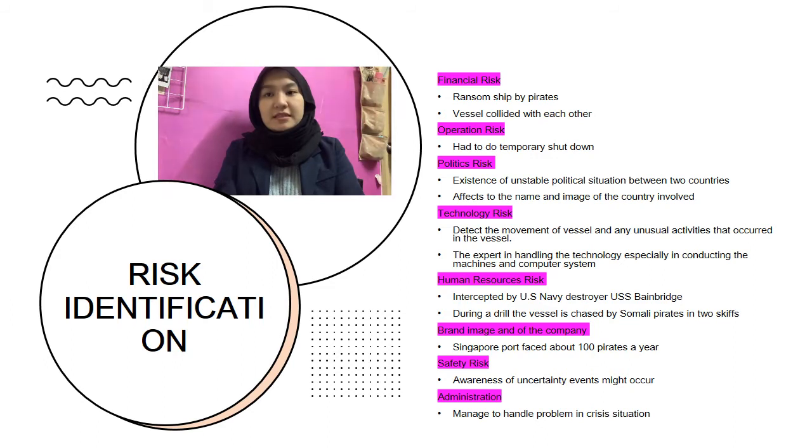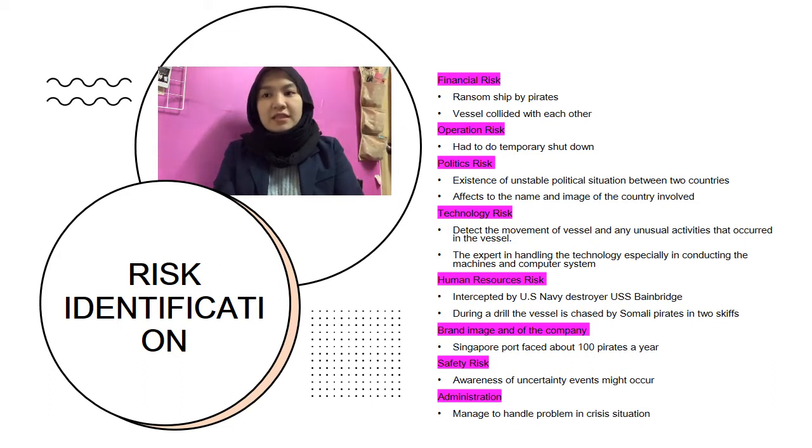And then the next risk is technology. Under technology, we have to detect the movement of the vessel and any unusual activities that occur in the vessel. And then the second one is the expertise in handling the technology, especially in operating the machines and computer system. Fourth risk is human resources. Under human resources, we have being intercepted by the US Navy destroyer USS Bainbridge. And then during a drill, the vessel is chased by Somali pirates to escape. And then brand image of the company risk. Under this, we have Singapore Port facing about 100 pirate attacks a year.